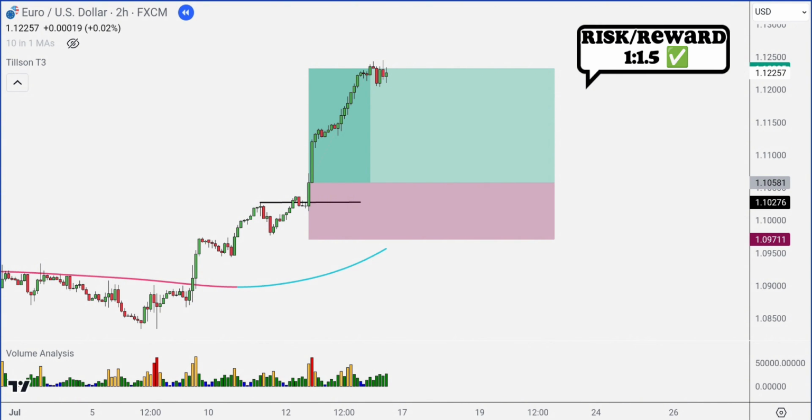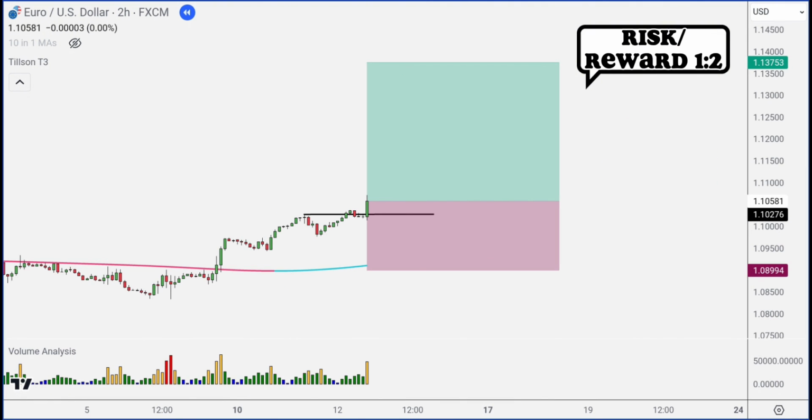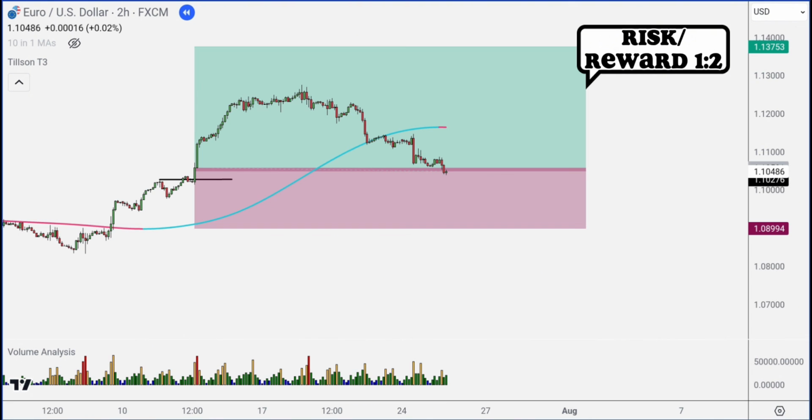Despite the price coming quite close to the 1:2 risk-reward ratio, there was a downward turn. Those aiming for a 1.5 profit level were able to close their trades profitably, but it wasn't a successful trade for those waiting for 1:2.